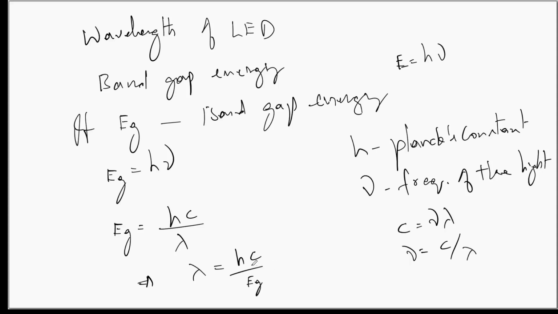Please note that in the numerator we have two constants. One is the Planck's constant, the other one is speed of light c. So their product also will be a constant. So a constant divided by Eg will give us the wavelength. So largely the wavelength of the light emitted from an LED depends on the band gap. If the band gap energy is small, we get longer wavelengths of light from the LED. On the other hand, if Eg is quite large, then we get shorter wavelengths from the LED.